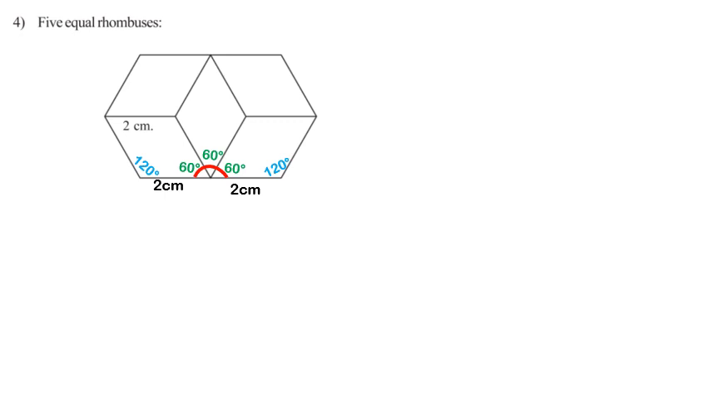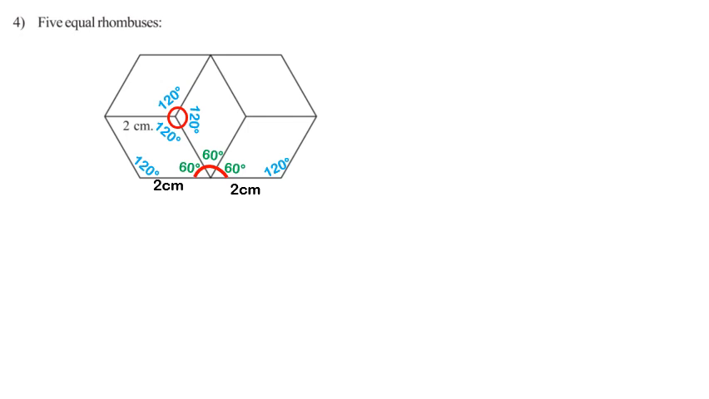Very good. Or children, you can consider this point. This is the joining point of large angle of 3 equal rhombuses. And you know sum of angles around a point is 360 degree. So 3 equal angles means 360 by 3, which is equal to 120 degree. Now we got sides and angles.